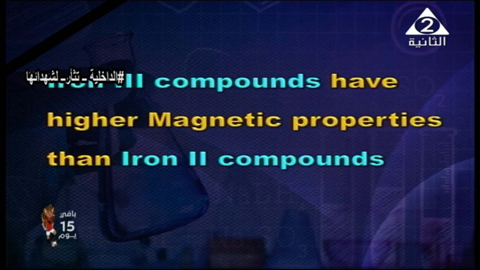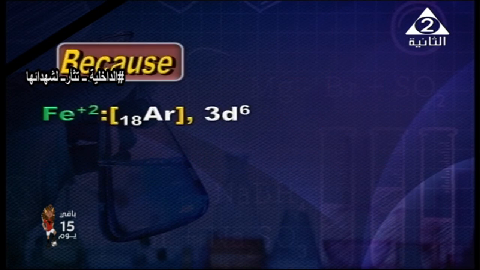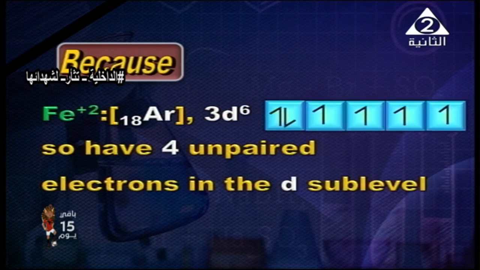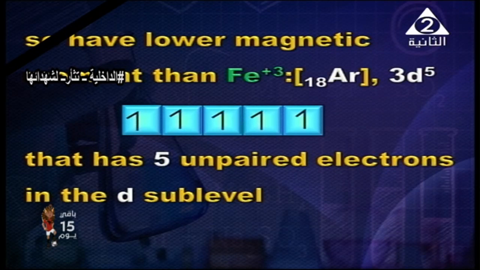Next point. Iron(III) compounds have higher magnetic properties than iron(II) compounds. The reason for that: Fe2+ has electronic configuration [Ar] 3d6, so it has 4 unpaired electrons in the d sublevel and a lower magnetic moment than Fe3+, which has configuration [Ar] 3d5 with 5 unpaired electrons in the d sublevel.